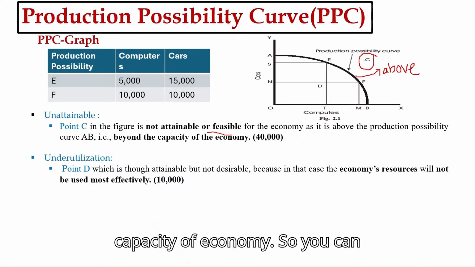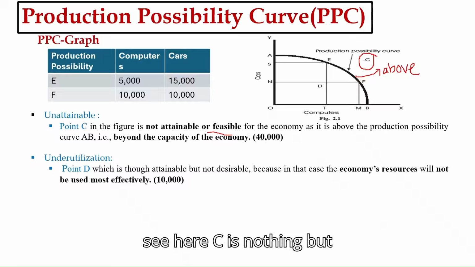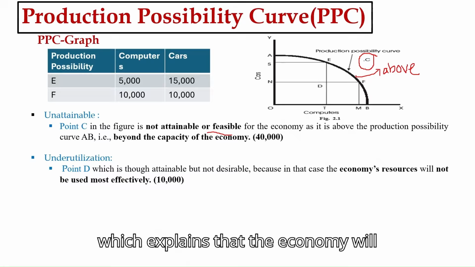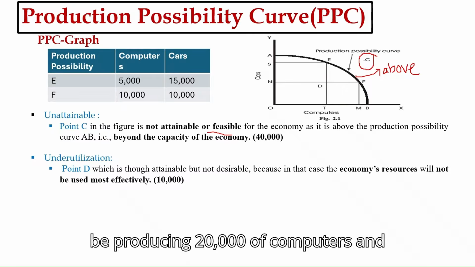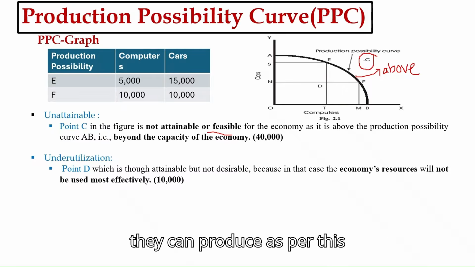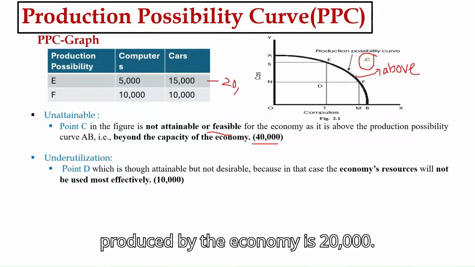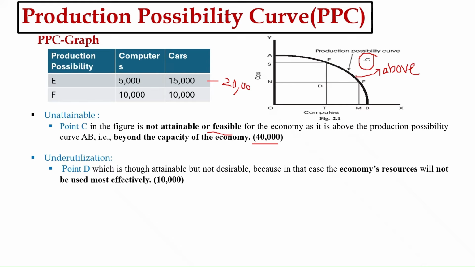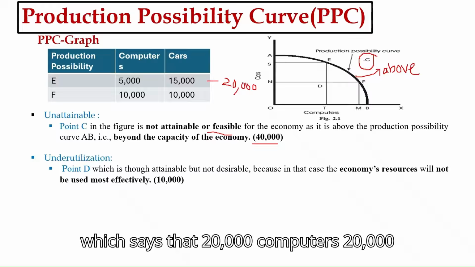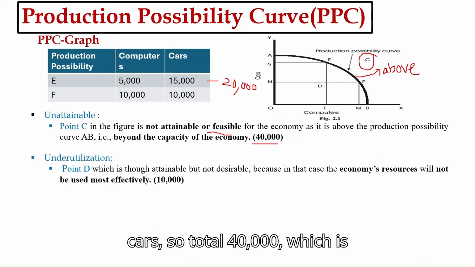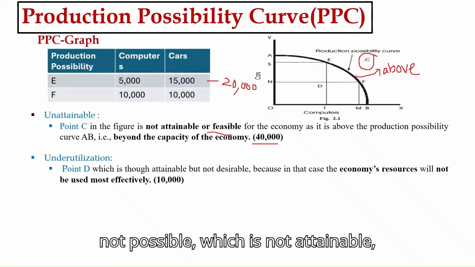You can see here that C explains that the economy would be producing 20,000 computers and 20,000 cars. So the total they can produce as per point C is 40,000, which is not possible because, as you can see in the table in our example, the maximum quantity which can be produced by the economy is 20,000. So C is above the line, saying 20,000 computers and 20,000 cars, total 40,000, which is not attainable.